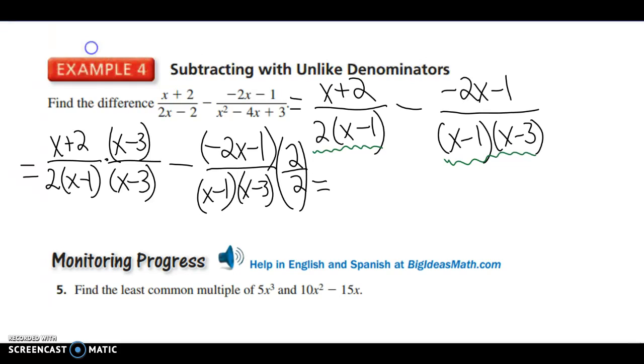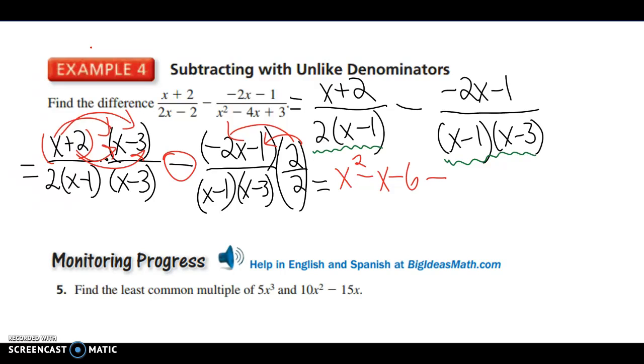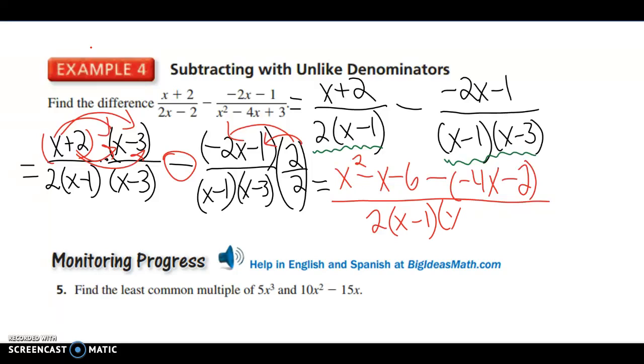I'm going to FOIL the top, so I'm going to FOIL these two. Remember, or distribute, remember every single part, so that'll end up being x squared minus x minus 6. And then I have minus, and I'm going to distribute the 2 into both of these. So minus, I've got negative 4x minus 2. All over 2 times x minus 1 times x minus 3.